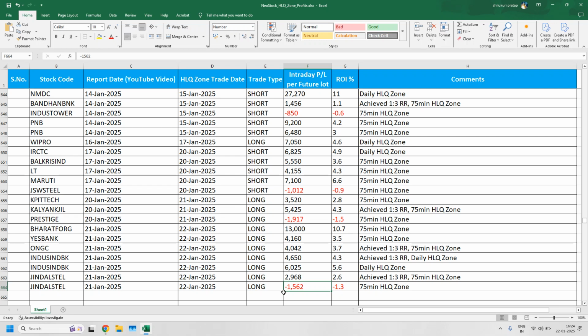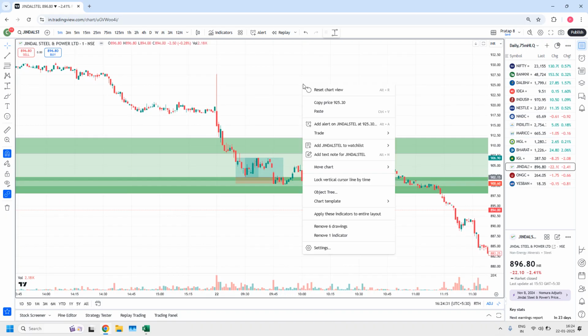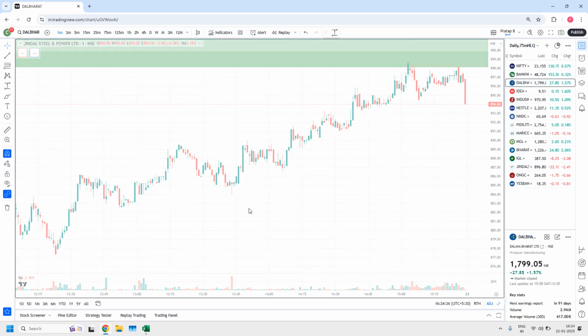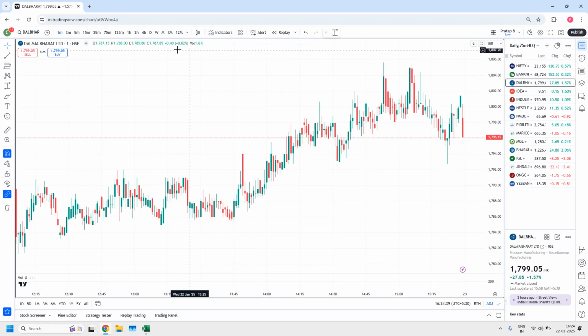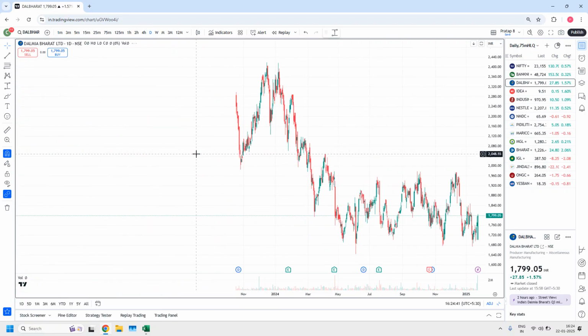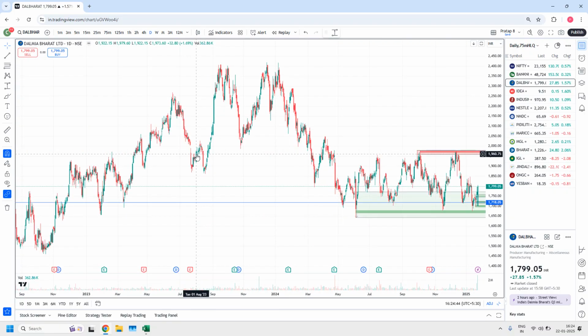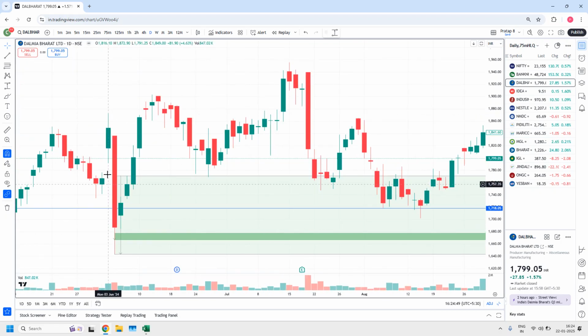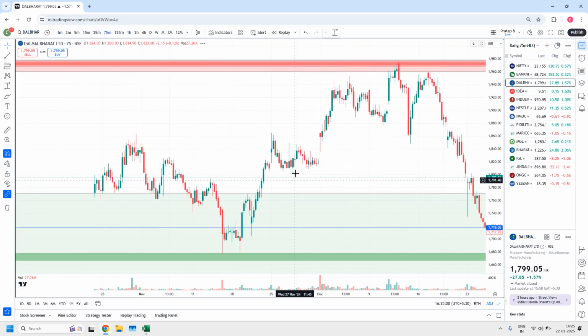And you also got one more trade, but we didn't take it. Why? Let me explain. Very interesting. Listen carefully. That is Dalmia Bharat. Dalmia Bharat is a daily high liquidity zone. How did we identify it? Our software identified a drop, 2 base candles and a rally candle. This is the daily zone.